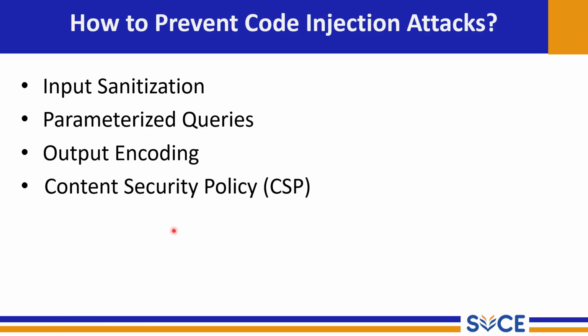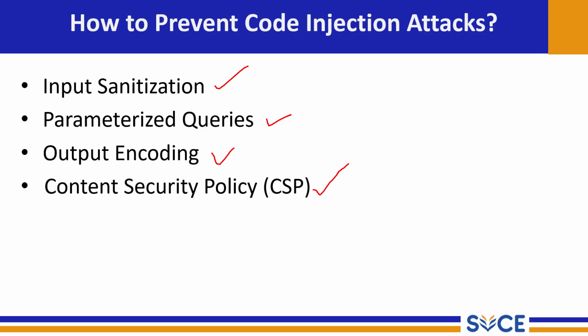First of all, by using input sanitization. Second, parameterized queries. Third, output encoding. And fourth, content security policies. Okay, so to avoid these kinds of code injection, you have to adopt these coding practices as mentioned. To reduce the risk of injection vulnerabilities, organizations should implement best practices throughout the software development lifecycle.